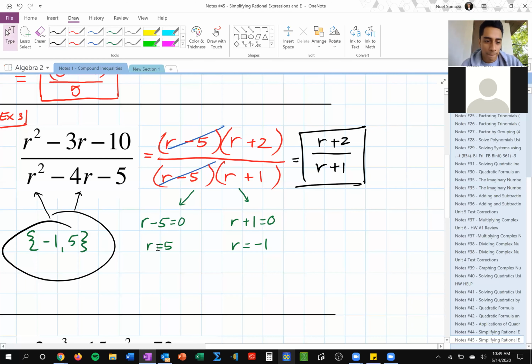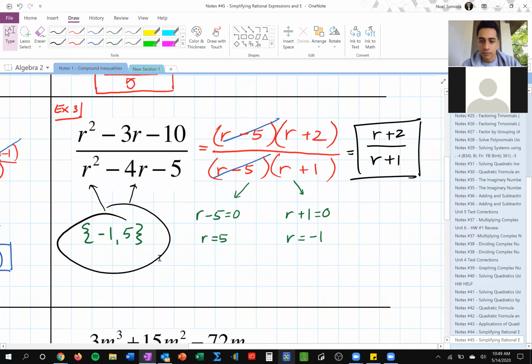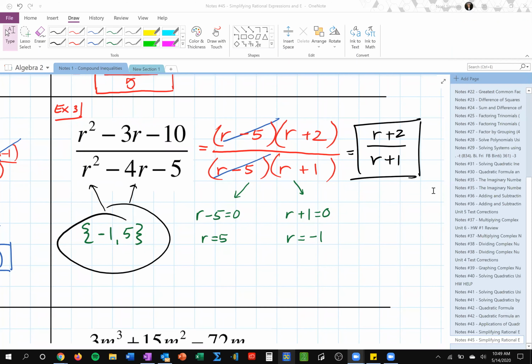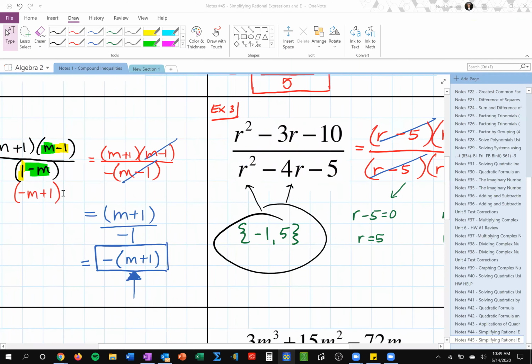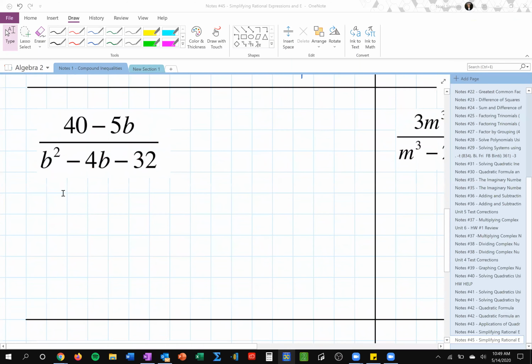All right, any questions so far? So we factor, you find excluded values, then you cancel at the end. Are we good on that? All right, good. All right, sweet. Okay, let's keep moving. Number 4.